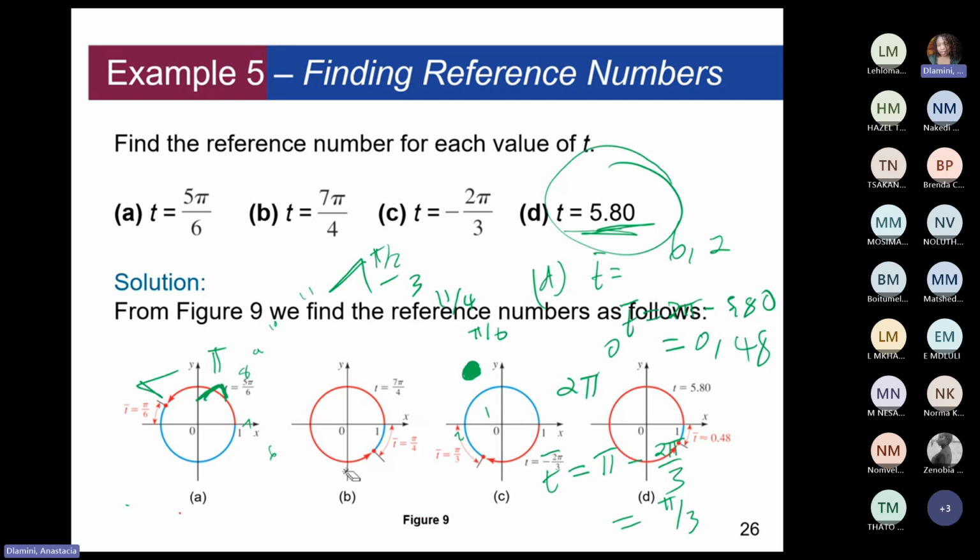We did find that it was pi over 4. And then the third one, we found that it was pi over 3.